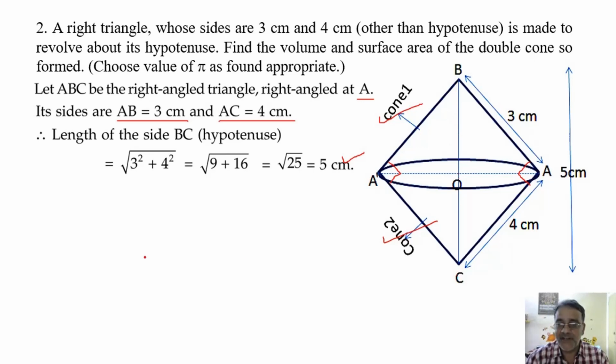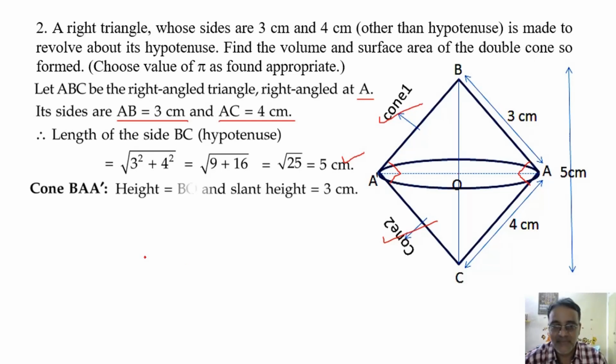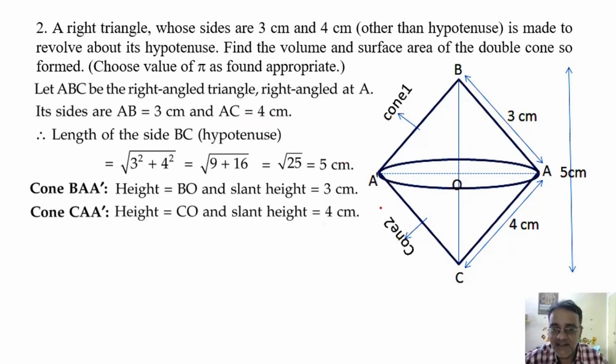Okay, now we need to find the radius. For radius, first look at both the cones here. This is the first cone, cone BAA dash. Here height is BO, and slant height is 3 centimeter, and OA is the radius. This is for the upper cone, and the lower cone CAA dash. This is the height, and this is the slant height 4 centimeter, and this is the radius, same OA.